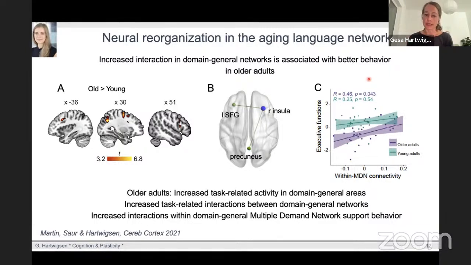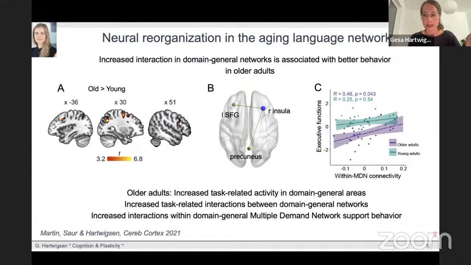that increased interactions inside the domain general multiple demand network, so this network for cognitive control, is associated with better executive functions that we measured outside the scanner, selectively in the aging brain. It doesn't seem to be significant in the young brain. So these data give some first hints that some of these increases in domain general network interactions are associated with good behavioral performance.